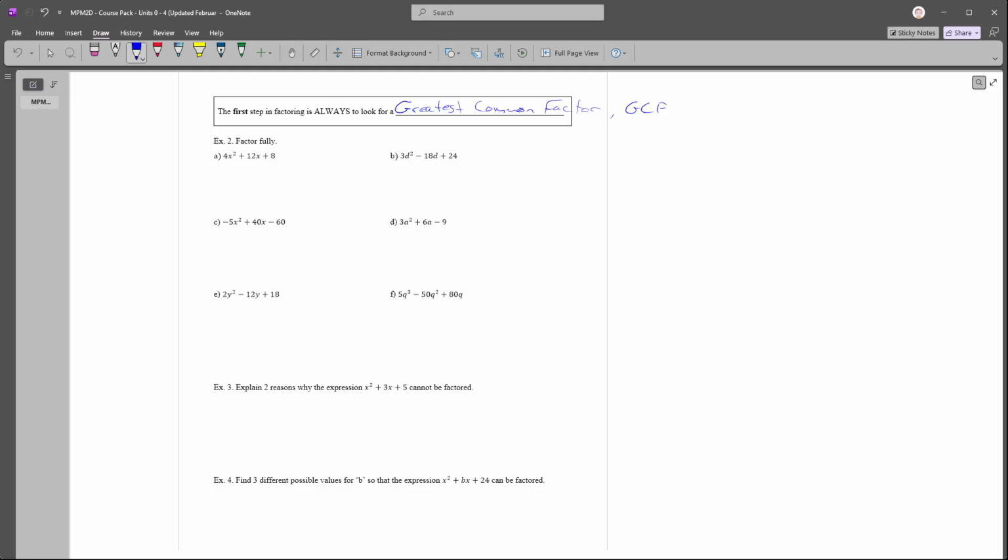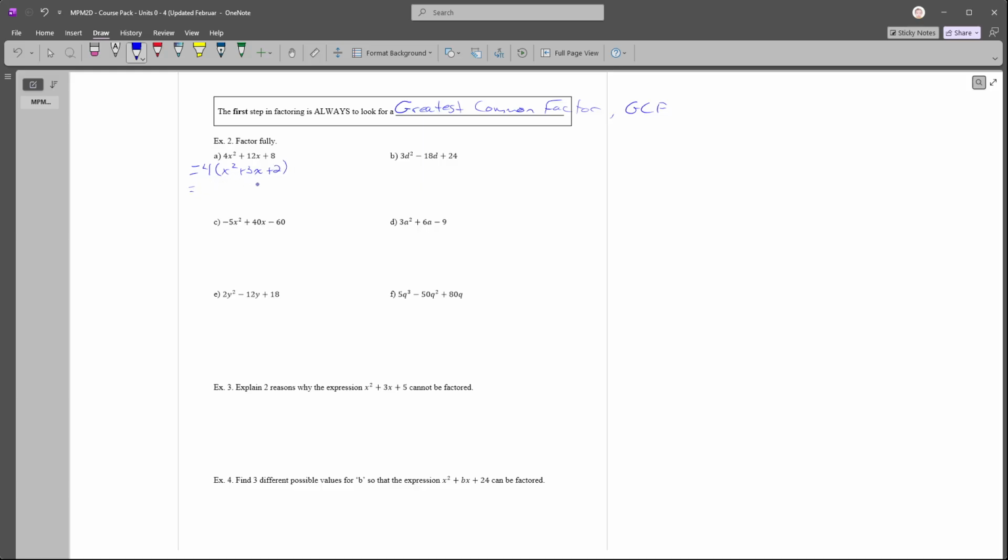So in the first one, over here, we can see that each one of these terms can be divided by 4. No variables, but I do have a greatest common factor of 4. So I can take that out first. So let's do that. So equals 4, and then we divide 4 out of each term. So we have x squared plus 3x plus 2. Now we're going to factor the stuff inside.